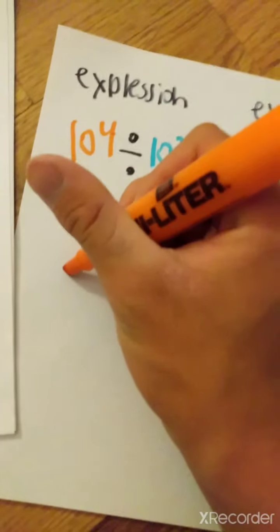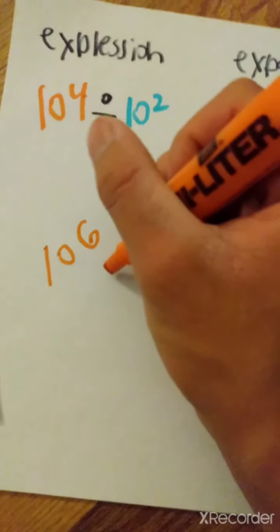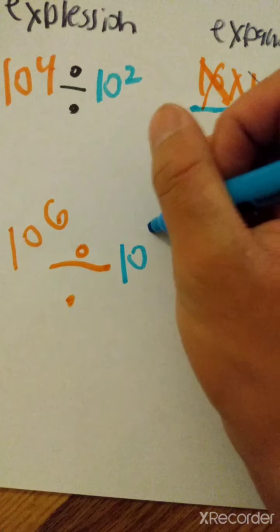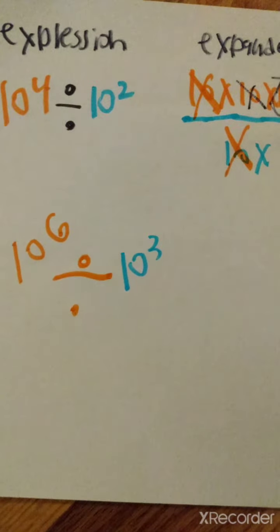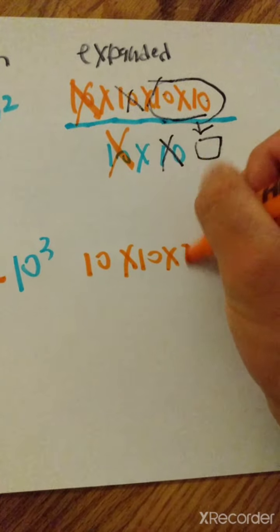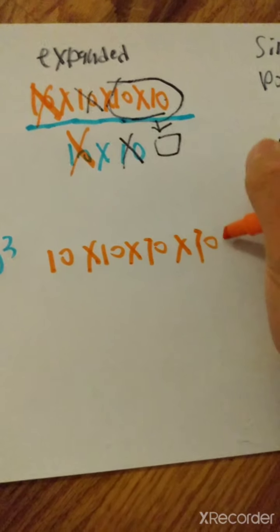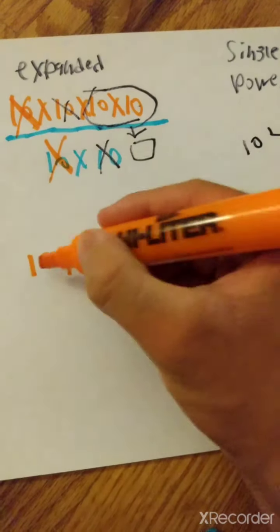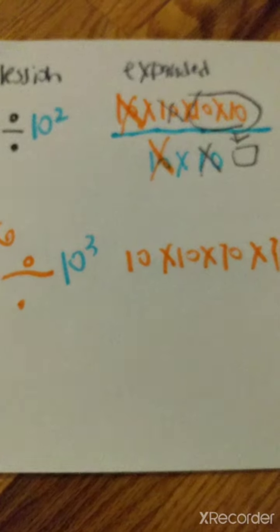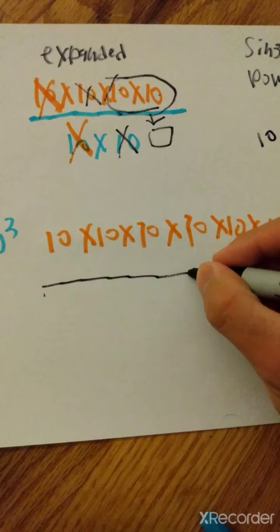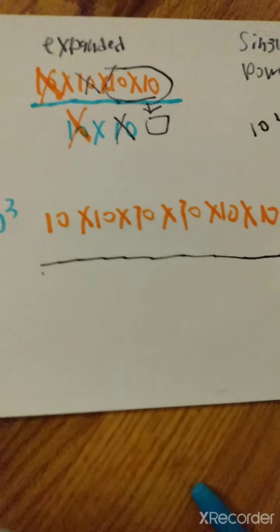Let's do another example. Let's say we have 10 to the power of 6, and we're supposed to divide that by 10 to the power of 3. Since it's 10 to the power of 6, we write 10 six times: 3, 4, 5, and 6. So this orange right here is 10 to the power of 6. Then we're going to have to divide all that by 10 to the power of 3.